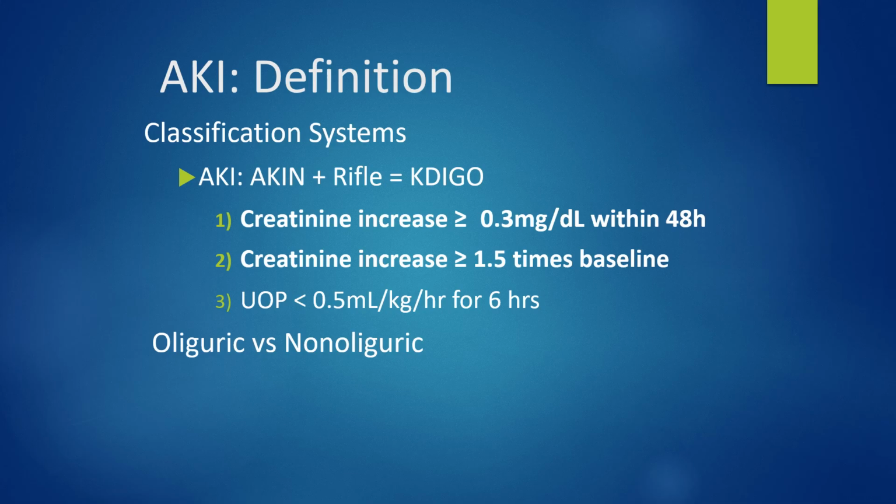Another way to further define the acute kidney injury is whether they are oliguric, forming less than 400 mLs per day of total urine output, or non-oliguric, where they're forming greater than 400 mLs per day of total urine output.